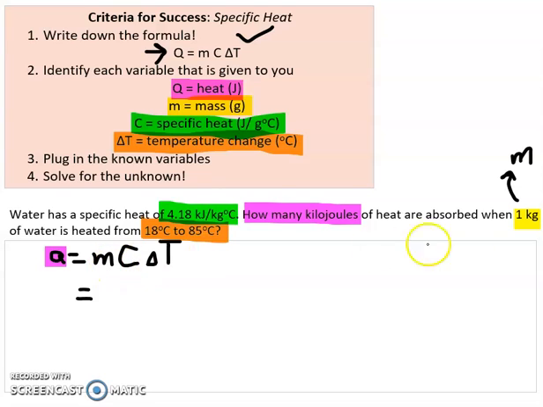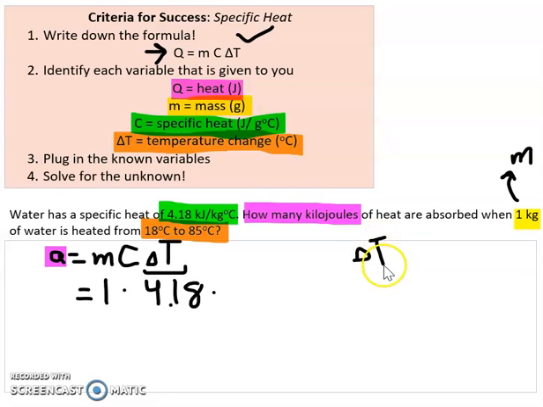Okay, so mass. They gave me mass is equal to 1. So mass is 1. Times my specific heat. My specific heat I found in my green was 4.18. Times 4.18. Times. This little dot represents times. Delta T. So delta T is one term.